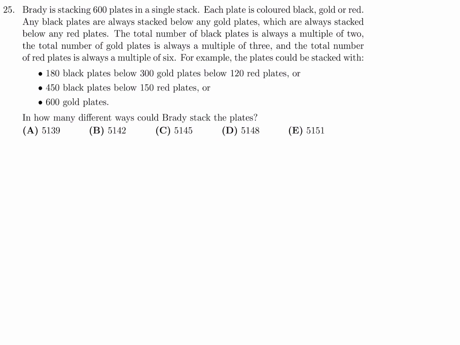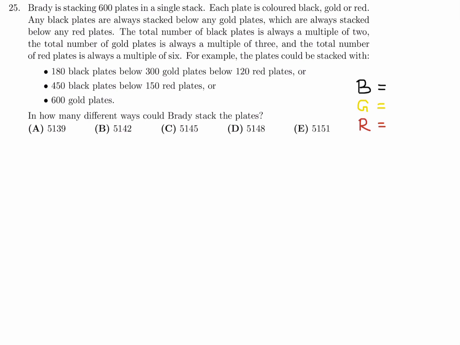Brady is stacking 600 plates in a single stack. Each plate is colored black, gold, or red. Any black plates are always stacked below any gold plates, which are always stacked below any red plates. The total number of black plates is always a multiple of 2, the total number of gold plates is always a multiple of 3, and the total number of red plates is always a multiple of 6. For example, the plates could be stacked with 180 black plates below 300 gold plates below 120 red plates, or 450 black plates below 150 red plates, or 600 gold plates. In how many different ways could Brady stack the plates?